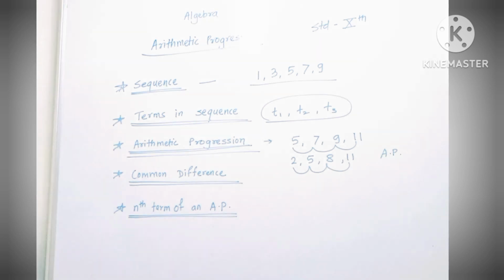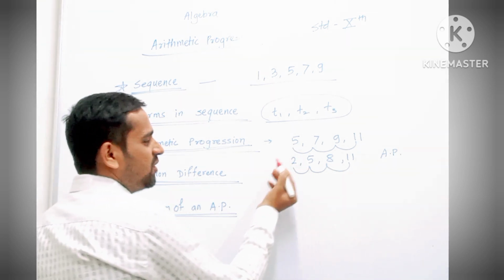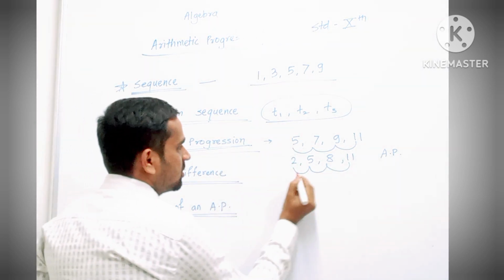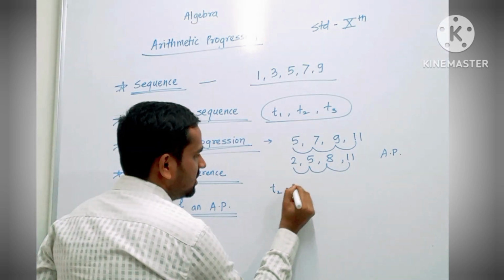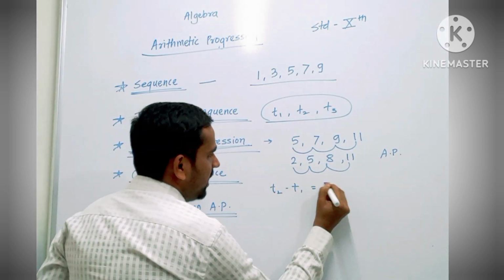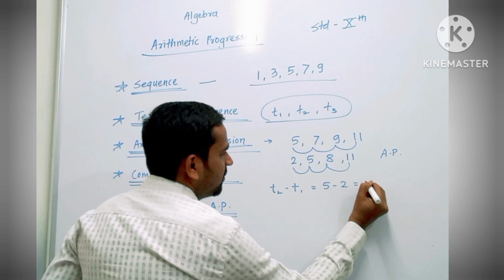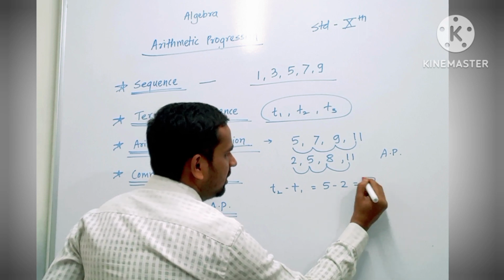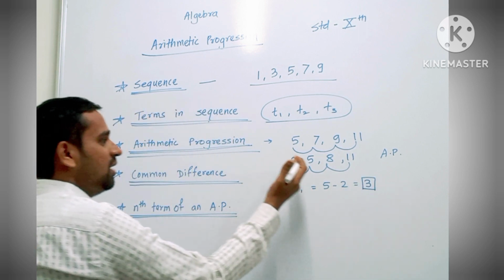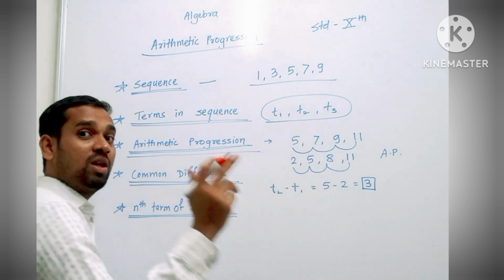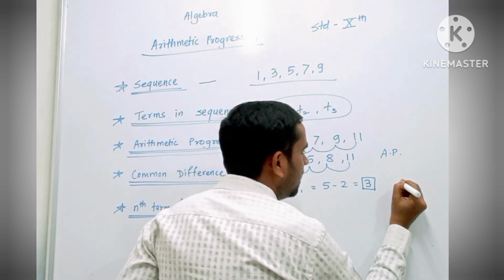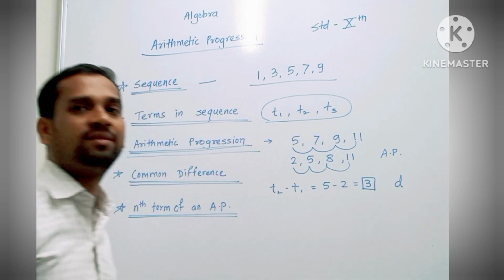Then what is the common difference? The common difference is the difference between two terms. T2 minus T1 means 5 minus 2. What is the difference between these two terms? 3. It's called the common difference. The constant difference is called the common difference and it is denoted by D.